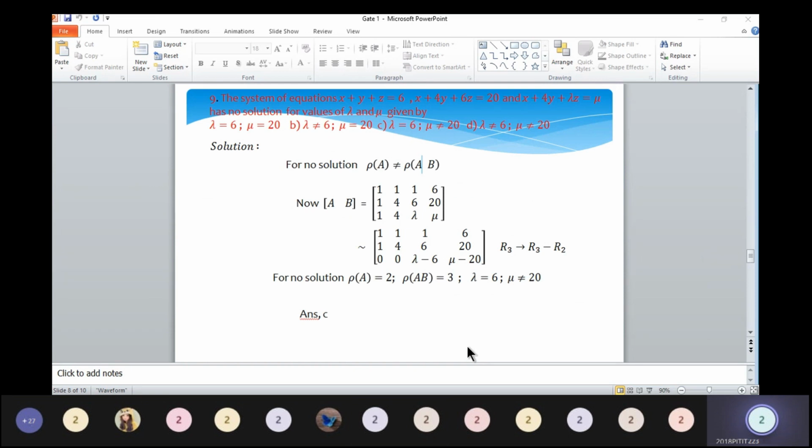Ninth one. The system of equations. What is a system of equations? A collection of two or more equations, we call it a system of equations. The system: x plus y plus z equal to 6, x plus 4y plus 6z equal to 20, and x plus 4y plus lambda z equal to mu has no solution for values of lambda and mu given by.